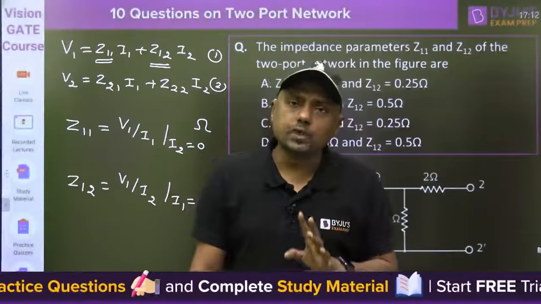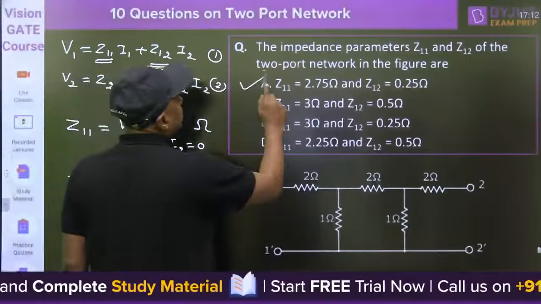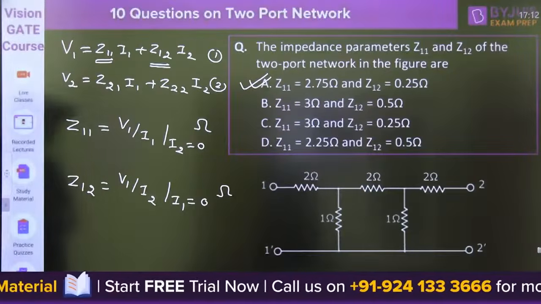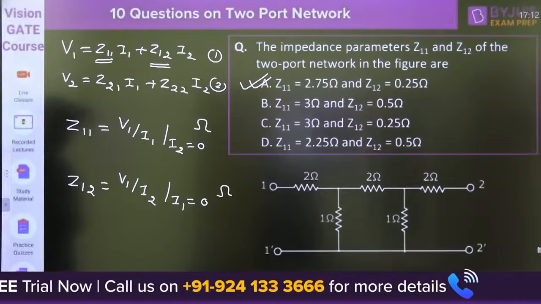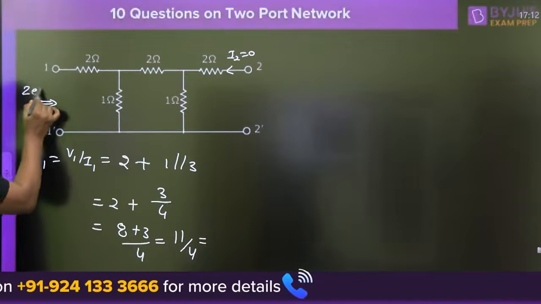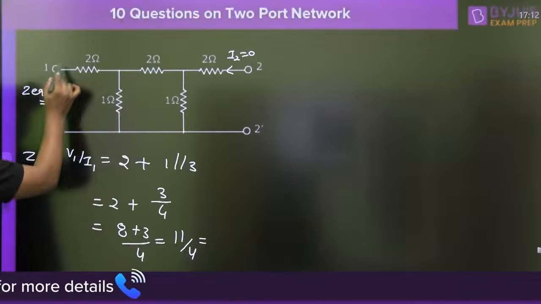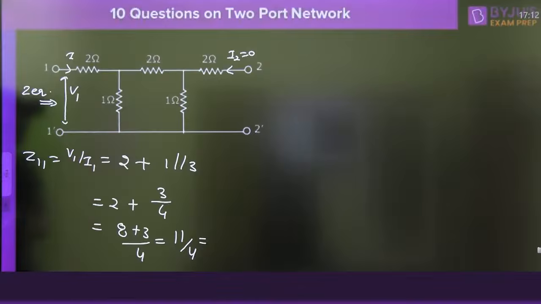In the first option we are having 2.75, so there is no need to calculate the other ones, and answer A is the correct one. Directly you can say 4 by 11 by 4. If you want it directly, you are simply calculating the Z equivalent when I2 is equal to 0, which will give you the value of Z11. That is nothing but V1 by I1. No need to do the star delta conversion and so on.